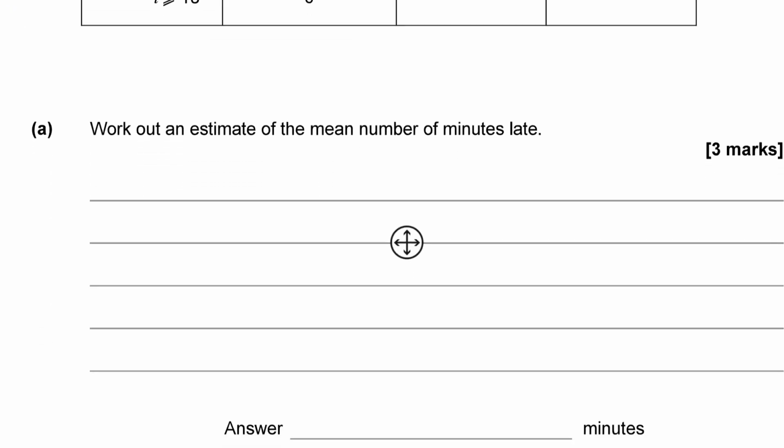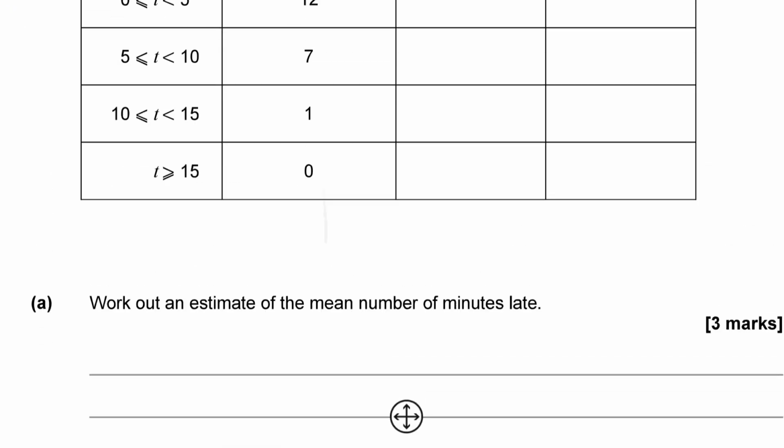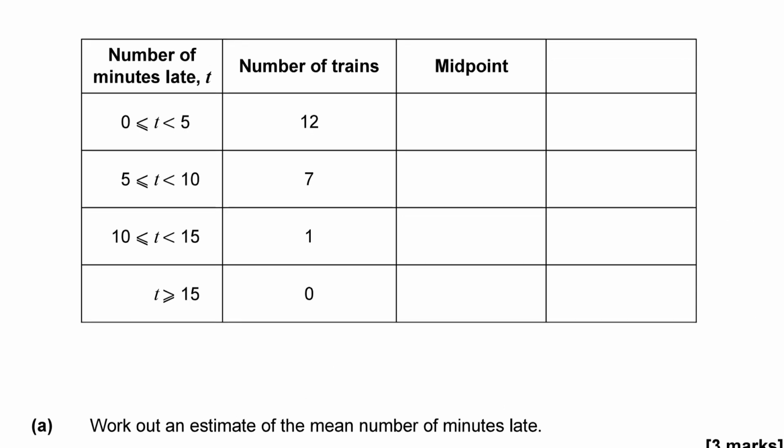Now, we're being asked to work out an estimate of the mean of these. So what we need to do is first find the midpoint, which has handily already been indicated here. For the midpoint of a range, you just add the two numbers together and divide by 2. So 0 plus 5 is 5, divided by 2 is 2.5. 5 plus 10 is 15, divided by 2 is 7.5. 10 plus 15 is 25, divided by 2 is 12.5. And we don't need to do the next one because there's 0 anyway, so no need to stress about that one.